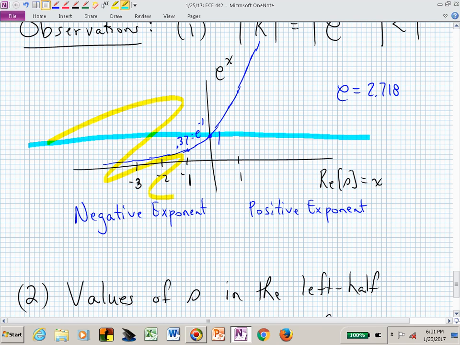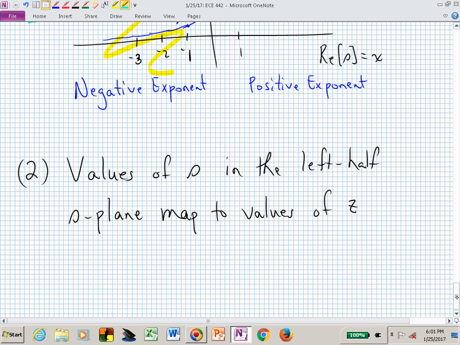So now if I'm putting dots in the complex z plane for any value of s in the left half complex S plane, they're all going to be in a unit circle in the Z plane. Their magnitude is less than 1. Values of S in the left half S plane map to values of Z inside the unit circle. Unit being a magnitude or value of 1.